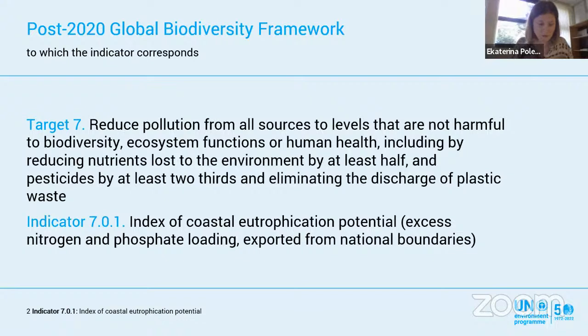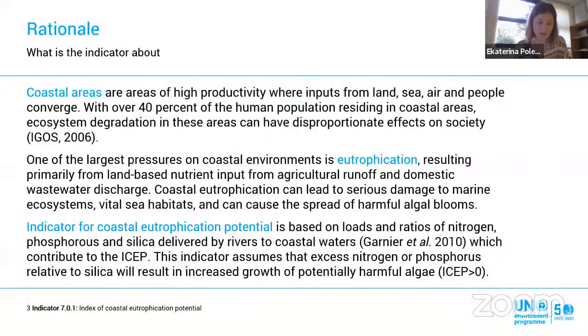Reduce pollution from all sources to levels that are not harmful to biodiversity, ecosystem functions, or human health, including by reducing nutrients lost to the environment by at least half, and pesticides by at least two thirds, and eliminating the discharge of plastic waste. Next slide, please.